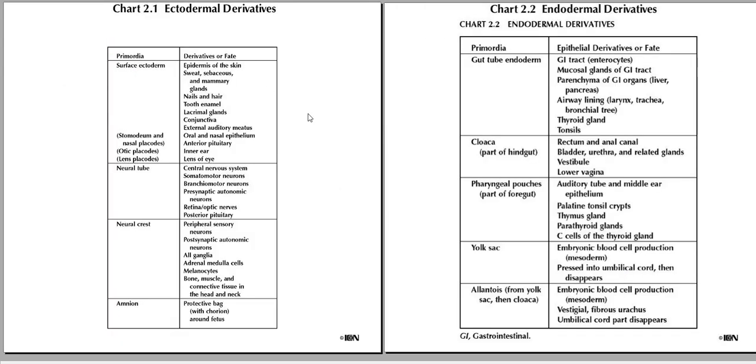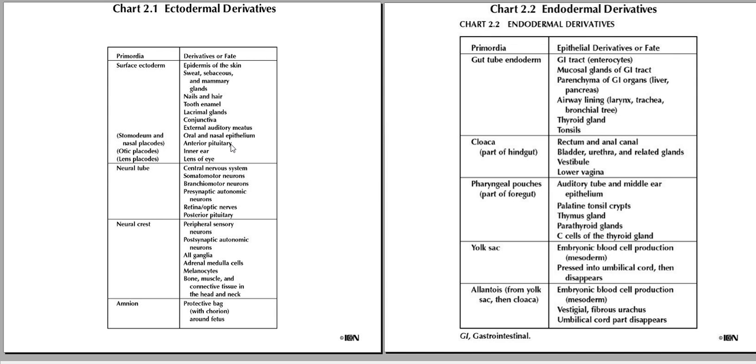Alright, so let's quickly go through this chart too. So the primordia and the derivatives, they are fit to know. The ectoderm definitely forms the epidermis of the skin, sweat glands, sebaceous glands too, and mammary glands, the nails, hairs, tooth enamel, lacrimal glands, conjunctiva, and then external auditory meatus, oral and nasal epithelium, the anterior pituitary, inner ear, the lens of the eye. So you have this stomodeum and nasal placodes, otic placodes, and lens placodes, all parts of these.